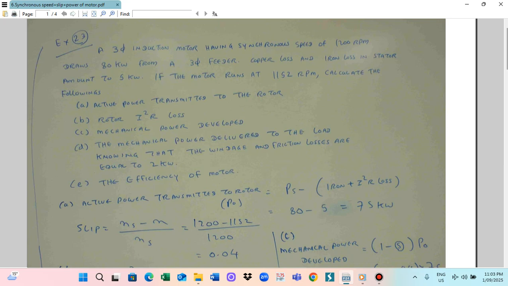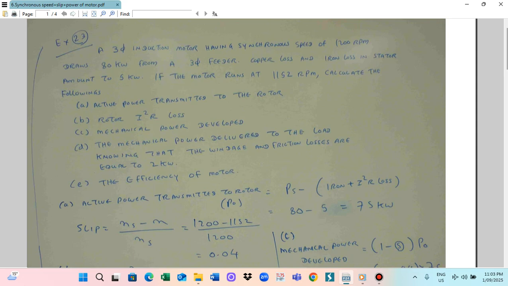The mechanical power delivered to the load, and the windage and friction losses are equal to 2 kilowatts, and the motor efficiency. So these have to be calculated. Okay, so firstly we calculate the active power transmitted to the rotor. The formula is PS minus the iron and the copper loss. So this is the equation.